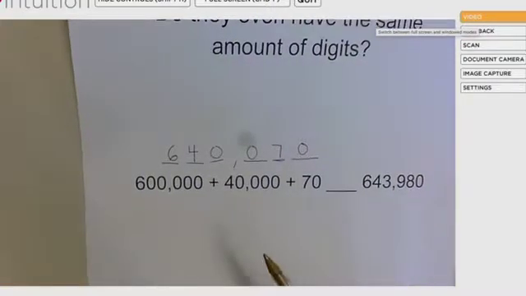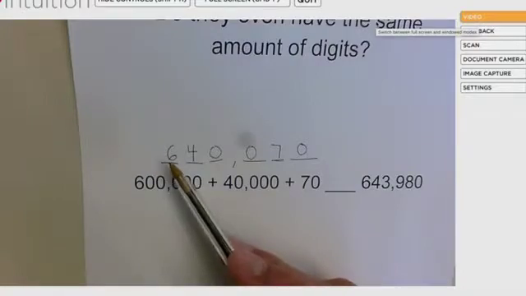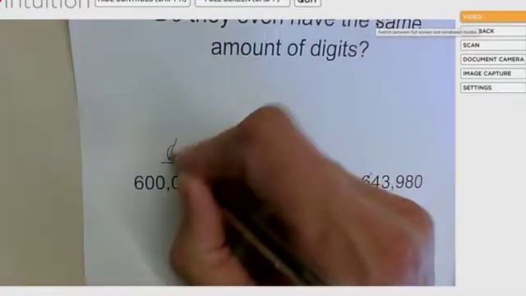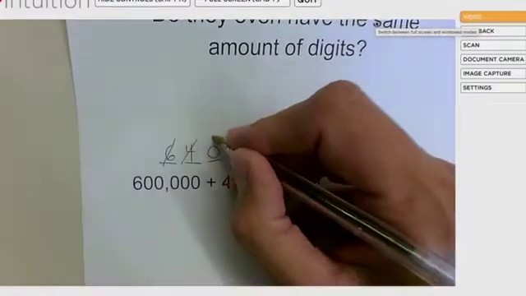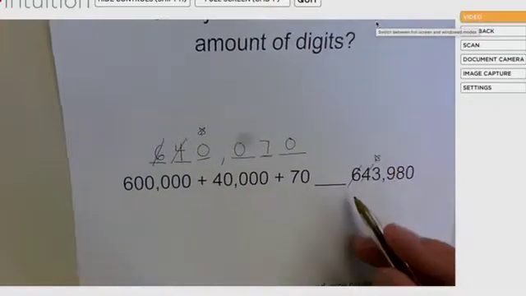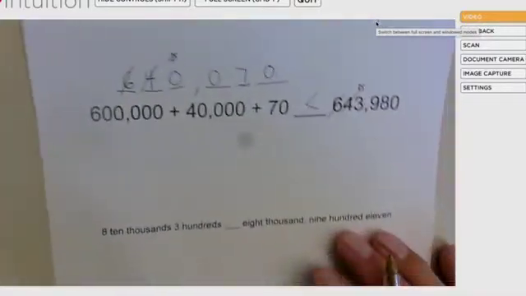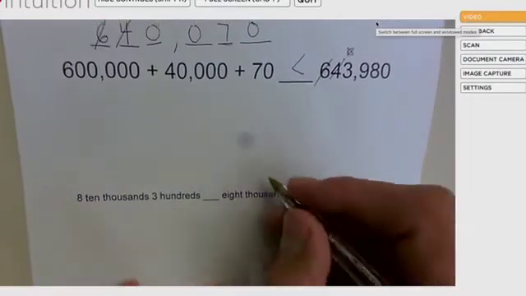Okay, I'm using my big fancy words here like traverse. And then for this, once we do this, we know that the 6s are the same, so we'll cross both of those out. The 4s are the same, so we'll cross those out. And then we'll compare these two numbers, right? A 0 is less than a 3. Again, you could also use this trick for word form.